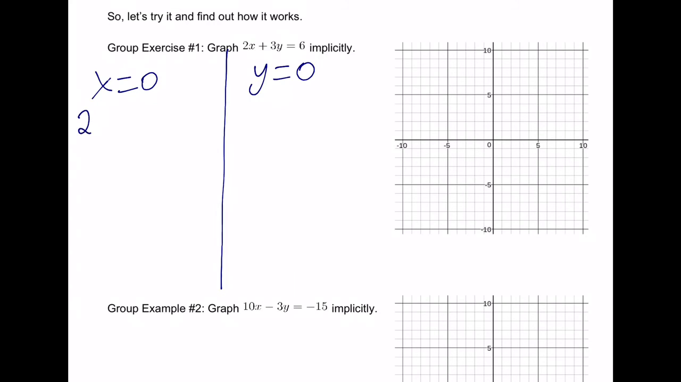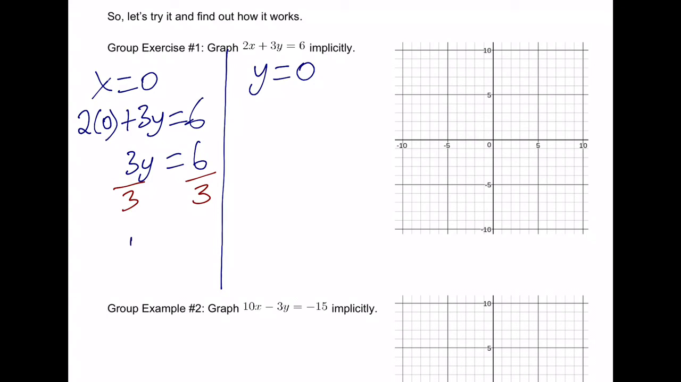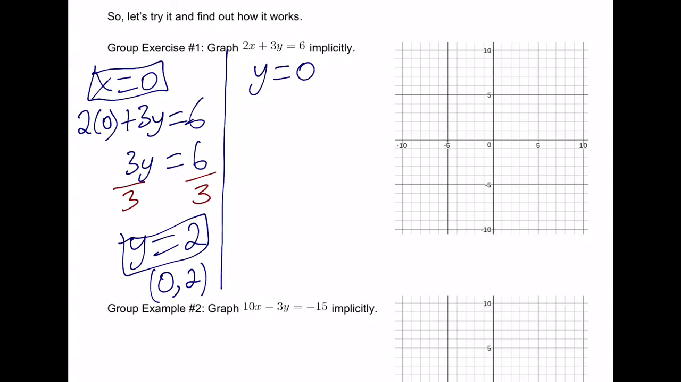So for example, 2 times 0 plus 3y is equal to 6. I replaced x with a 0, which is the same thing as 3y equals 6, because 2 times 0 is 0. I can either say 3 times what is 6, or I can divide both sides by 3. Either case, y is equal to 2. And if x is 0 and y is 2, I can create a coordinate, (0, 2). If I was to graph it, here it is. I don't go left or right at all, and I go up 2.